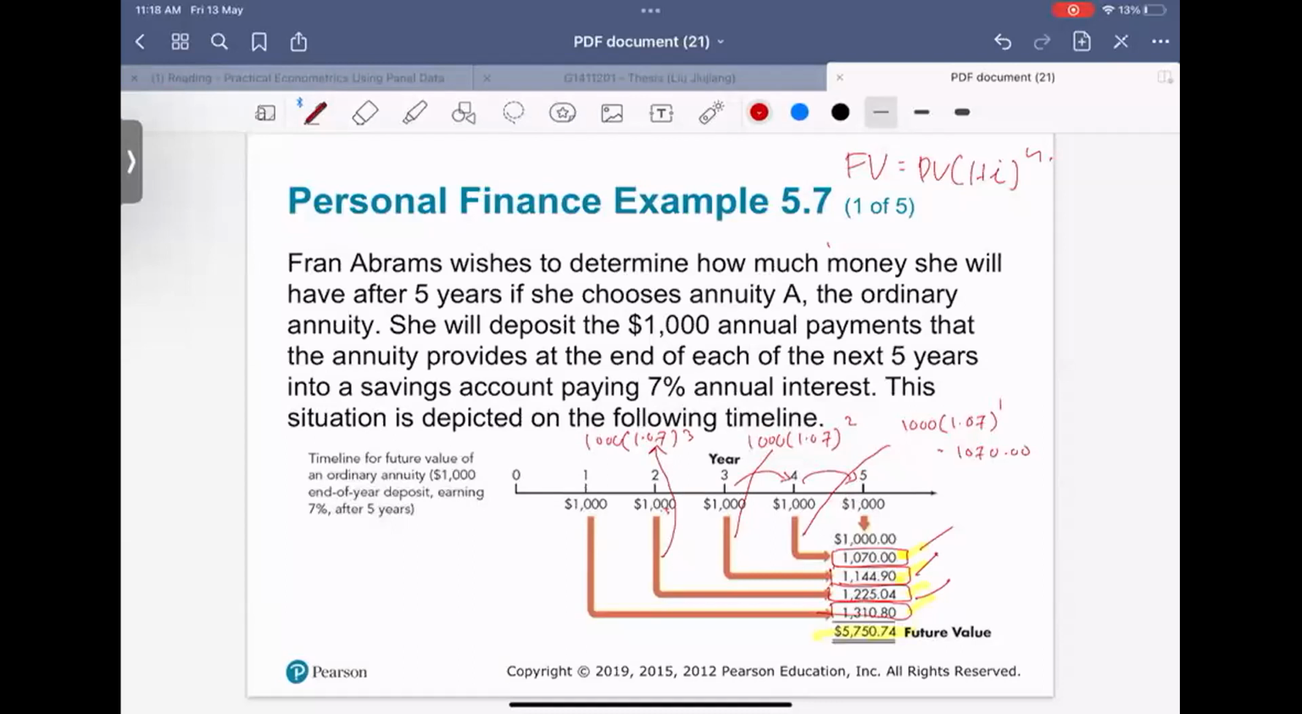So don't look at the timeline. This is the concept. Future value: how many times do you compound it? 1, 2, 3. And that's why you use the power of 3. How about you, the final one? 4 times.